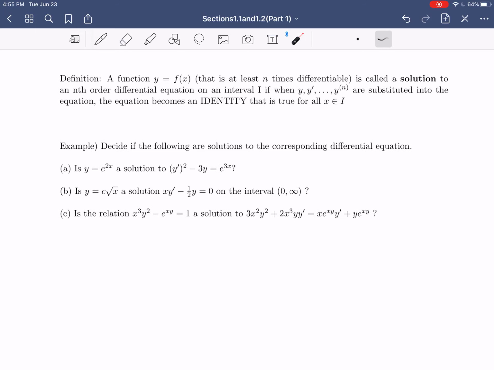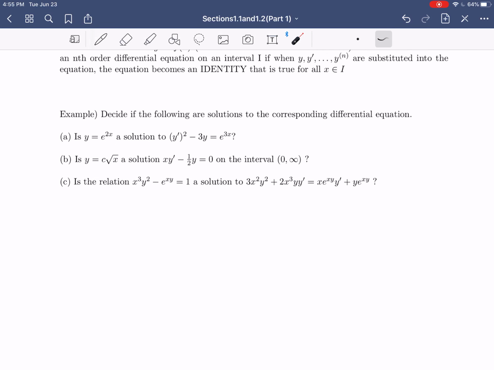So this definition should be pretty clear, but I want to jump right into a couple examples of checking whether or not given functions are solutions to corresponding differential equations. Now again, notice that some of these are actually pretty complicated, yet we don't even know how to solve differential equations yet. That's because right now, we're just checking if things are solutions. We're not actually solving them. We're just being asked, hey, here's a potential solution. Does it actually work? So let's see how to do that.